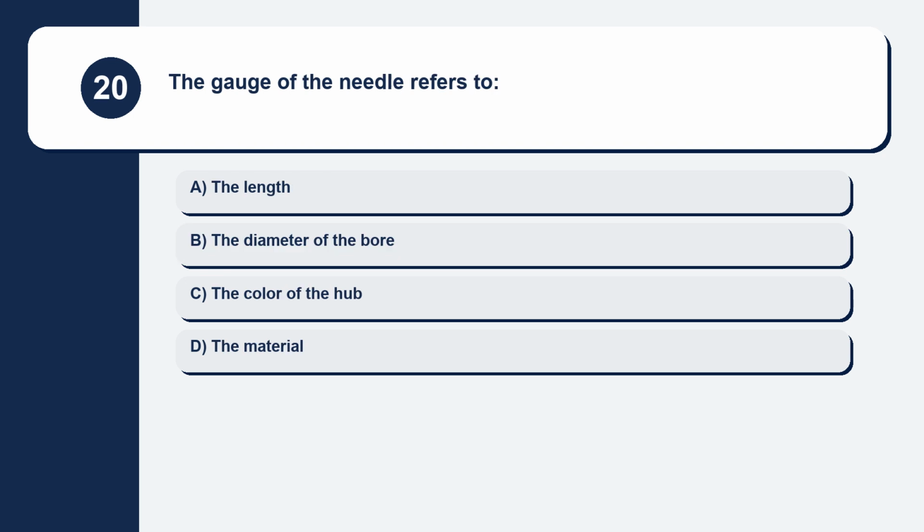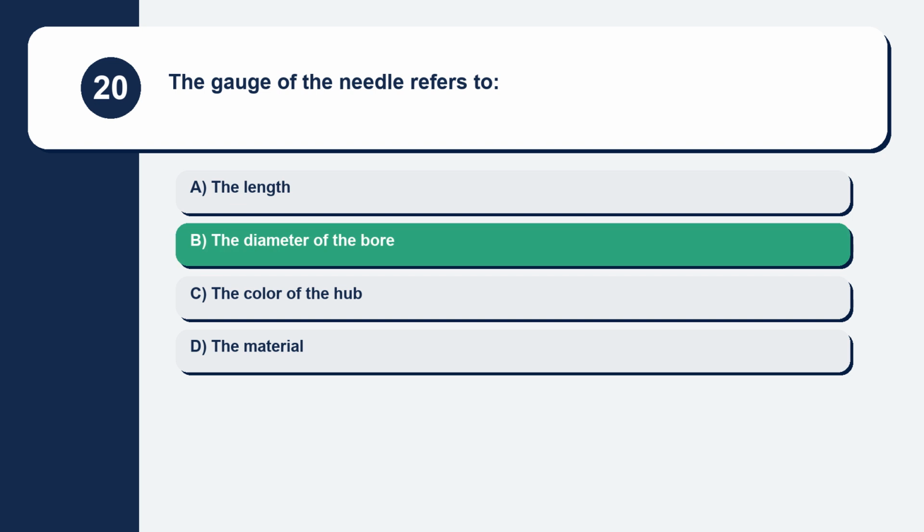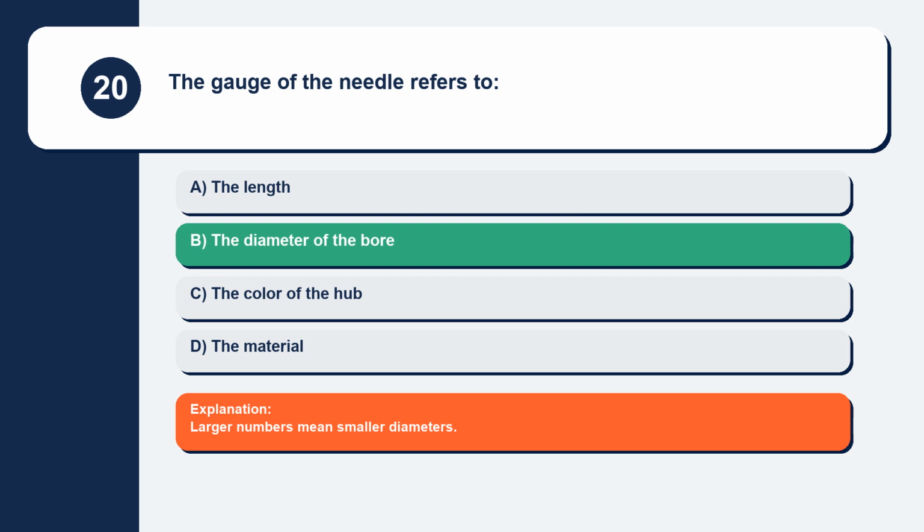Question 20. The gauge of the needle refers to the length, the diameter of the bore, the color of the hub, the material. Larger numbers mean smaller diameters.